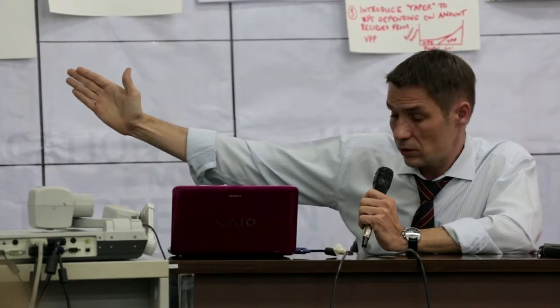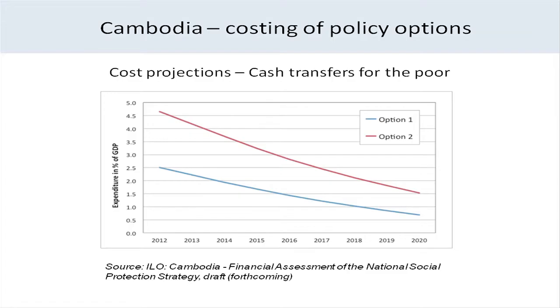But we can also see that the trend is really decreasing fast. Now I have to say this is also related to the assumptions in the model. We have assumed quite a high GDP growth rate, and then there is a trend that the poverty rate is decreasing fast. So we have extrapolated that trend, and this explains why the cost is decreasing over the projection period. And in the last year, 2020, we have only 0.7 and 1.5% of GDP.